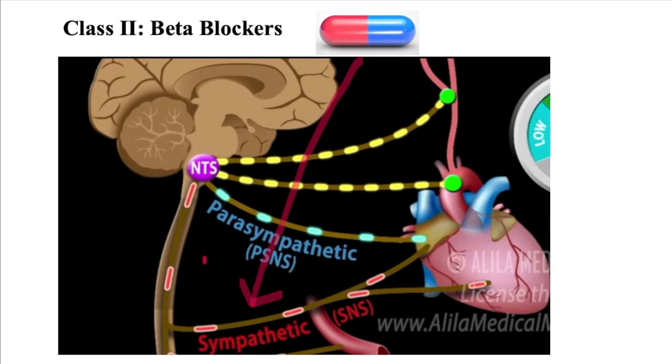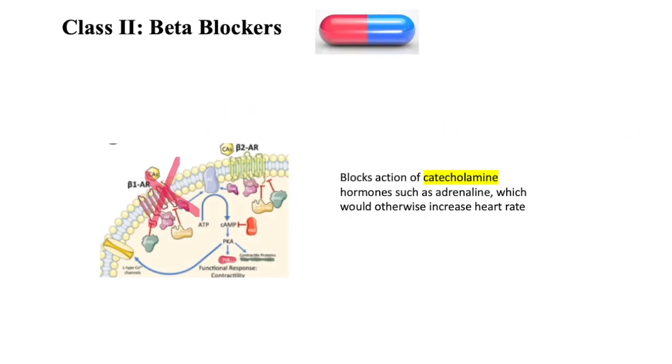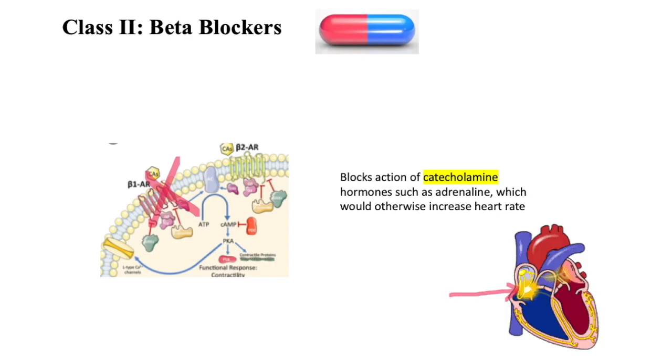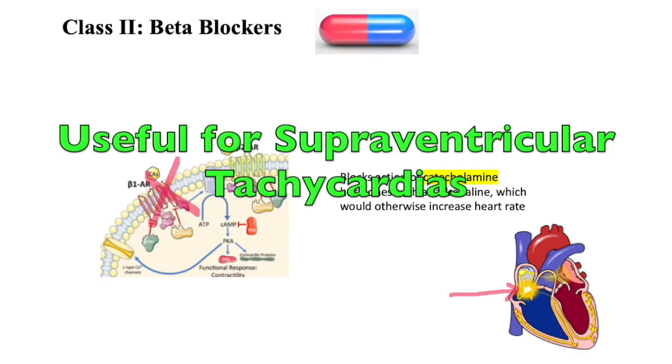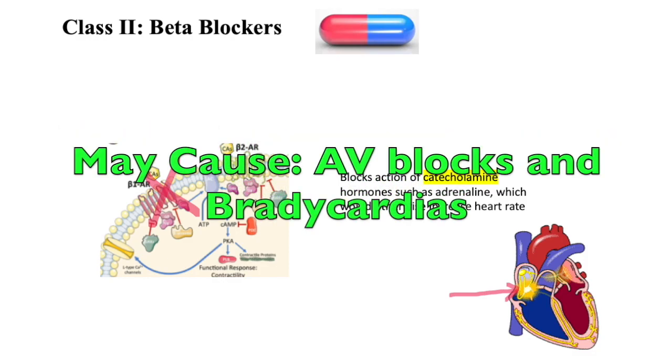Class 2 antiarrhythmics slow the heart down by suppressing sympathetic effects. They do this by binding to beta-1 adrenergic receptors, preventing the influence of catecholamine hormones such as adrenaline, which usually increase heart rate. It particularly slows down conduction at the AV node, making it useful in treating supraventricular tachycardias. One concern is that these drugs may cause AV blocks, which can induce bradycardias.